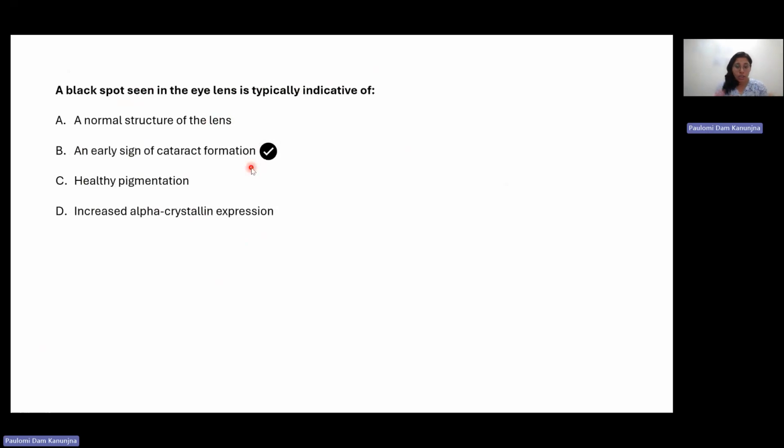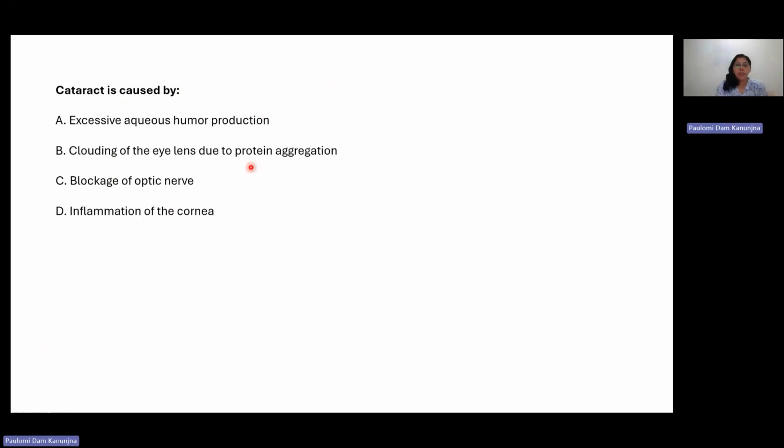So in contrast, a healthy lens should have uniform, transparent crystalline proteins. So there is no disruption in the pathway of light. Okay, next question. So how do you then explain cataract? Read the options and see whichever feels the closest to cataract here.